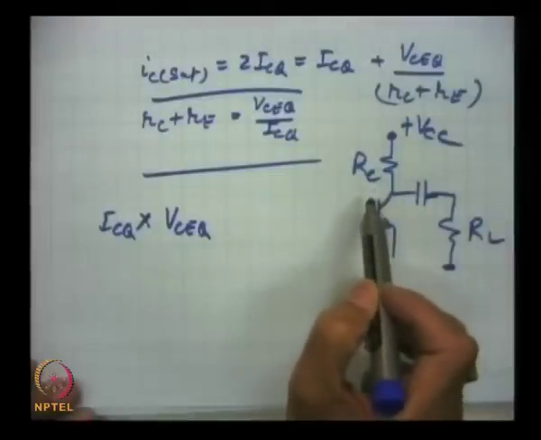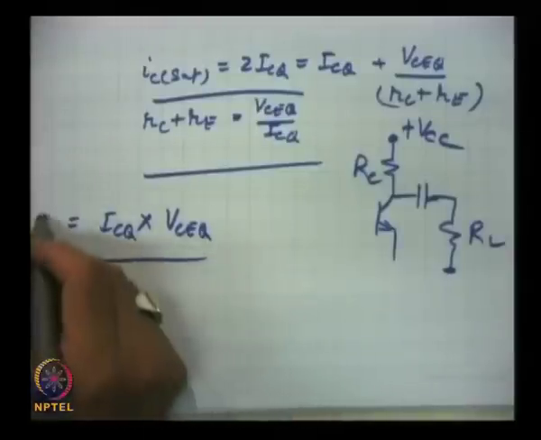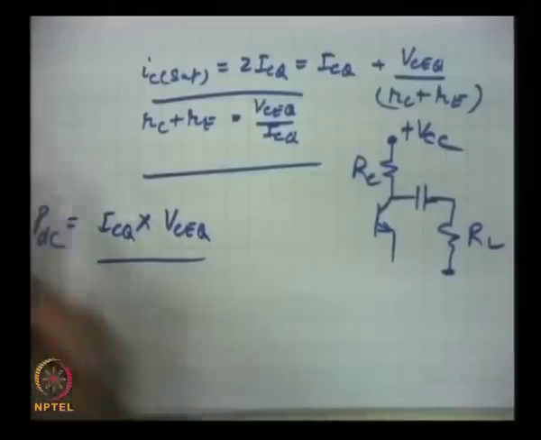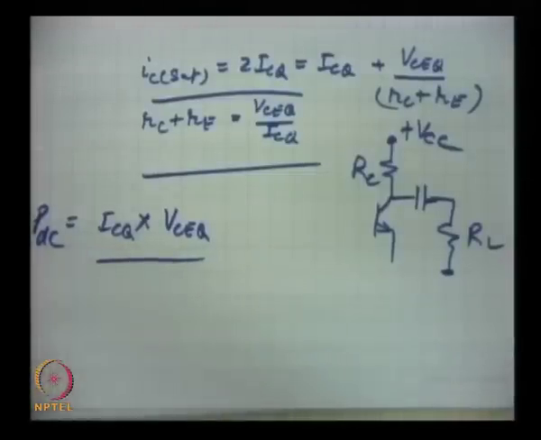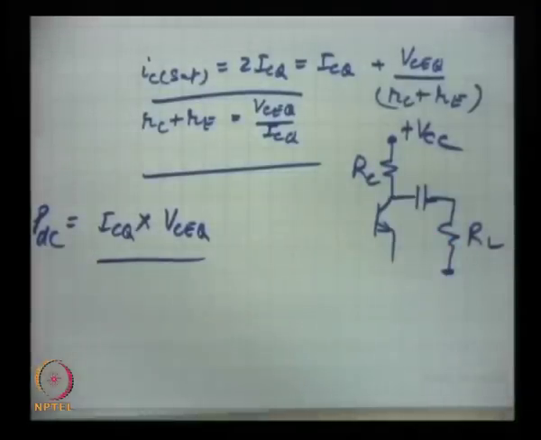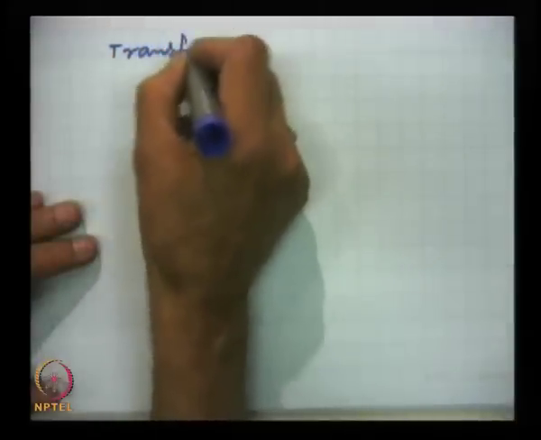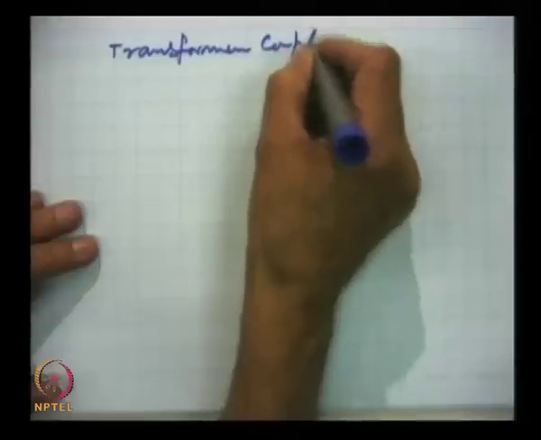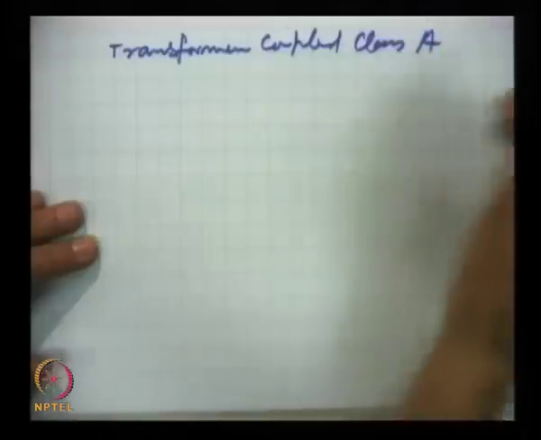If this resistance is replaced by the primary of a transformer, then this much power, which is half of the DC power, you remember DC power we have seen is twice of this only. So half power we are wasting in this RC, and this can be saved. But then we move to transformer coupled. Transformer coupled class A amplifier.